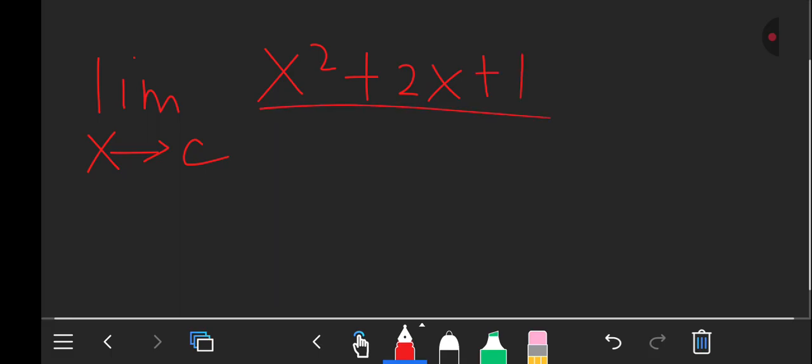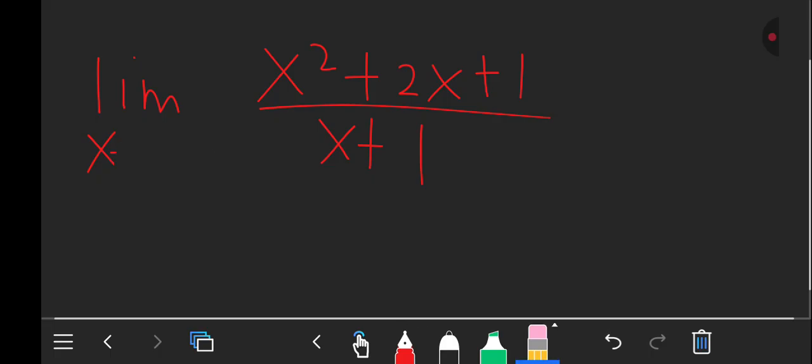But let's say you've been given an instance whereby you've been told limit, let's say as x is approaching c, then you've been asked to evaluate a function in a form of, let's say, x squared plus 2x plus 1. Then at the bottom you have, let's say, x plus 1. You can't evaluate this function directly. And to make it interesting, let me put a value there. Let me say -1.